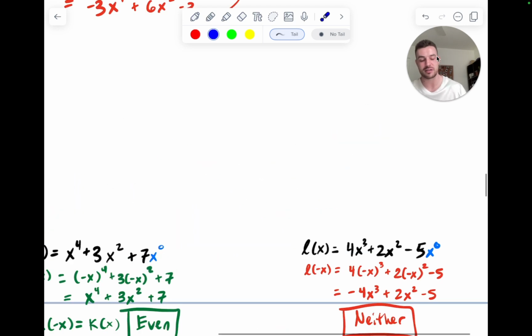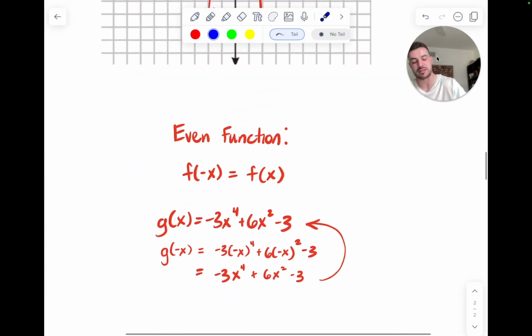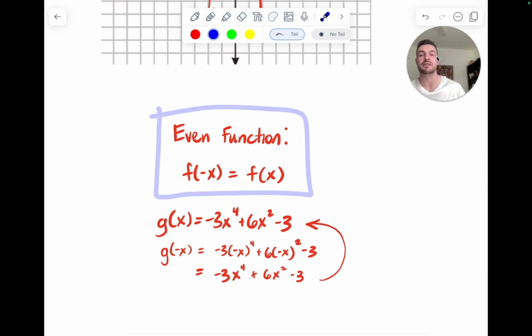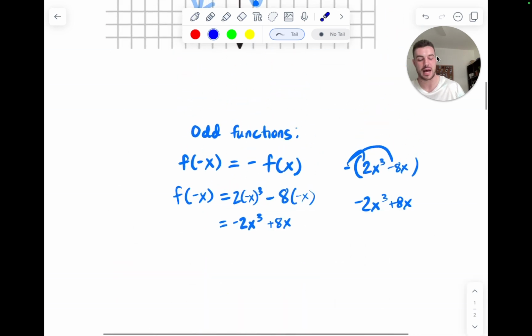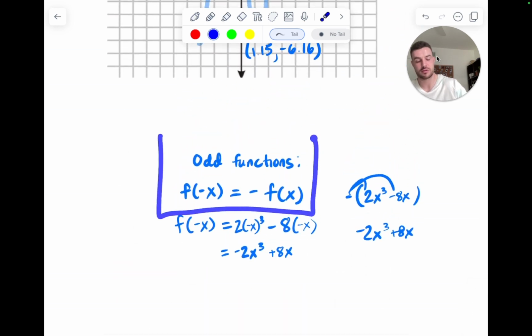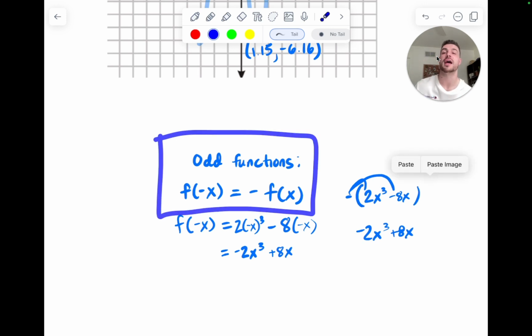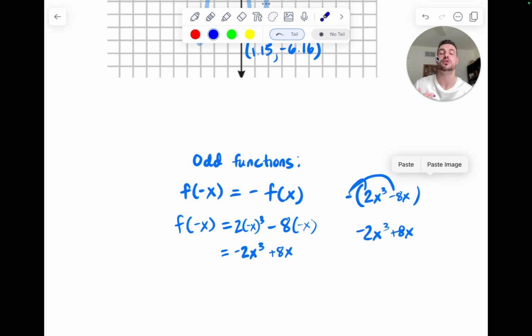All right, but it is still going to be really important for us to remember these key characteristics. We've got an even function definition right there. And then I've got the odd function definition right there. You are going to have to show algebraically how you know a function is either odd or neither.